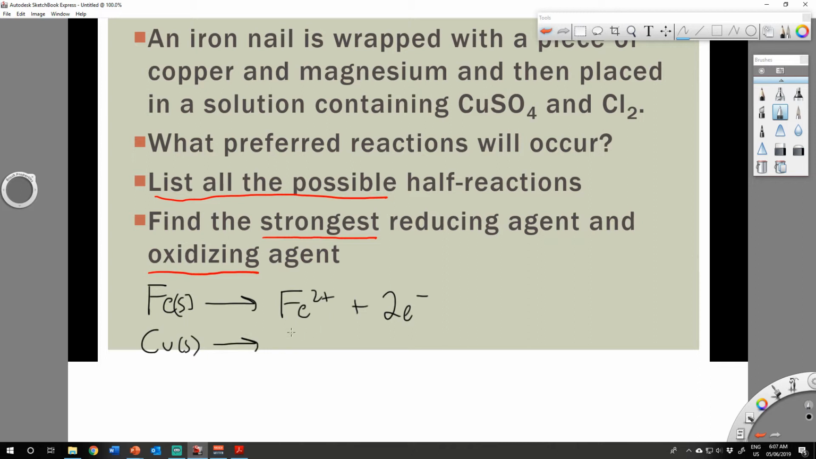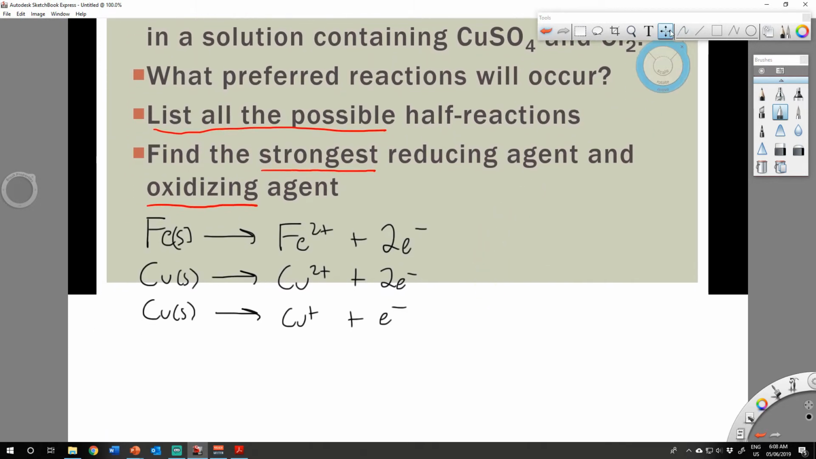Now, copper solid actually has two different oxidations, so you could list both. I believe copper solid has the ability to turn into copper 1+. Okay, and then magnesium, the next one, going to magnesium 2+ plus 2e-. So here we have four possible oxidation reactions.